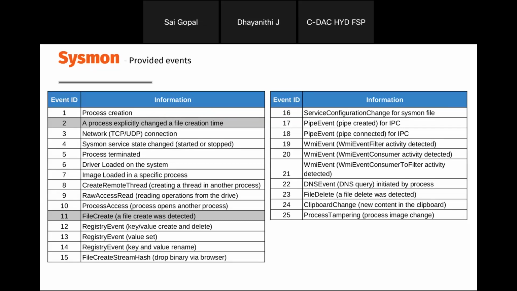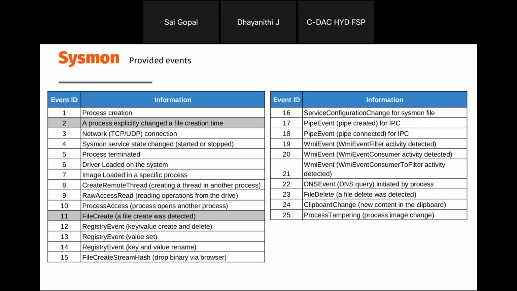Event ID 15 is with respect to this: whenever you visit any malicious web server, sometimes a malicious executable will be dropped. Using Sysmon you can identify the malicious dropped executables. Event ID 16 is related to service configuration changes for Sysmon. Event ID 17 is for creating an IPC, like whenever two processes want to communicate through an IPC, they create a pipe. So whenever any pipe is created in the system, it will notify you.